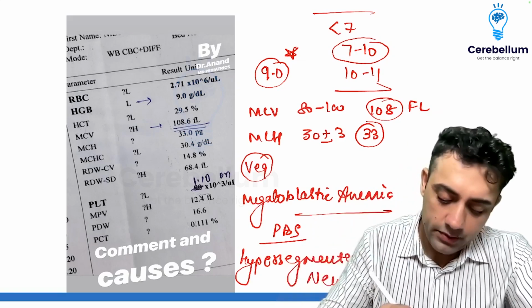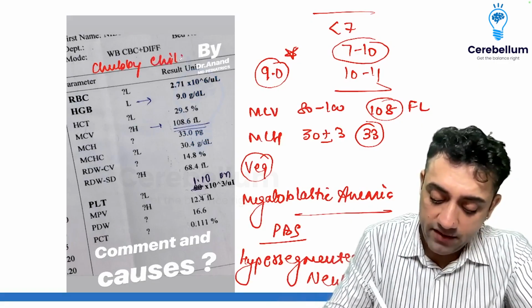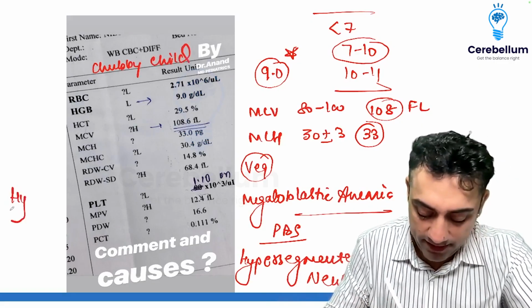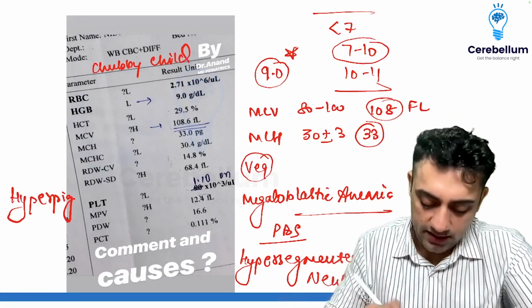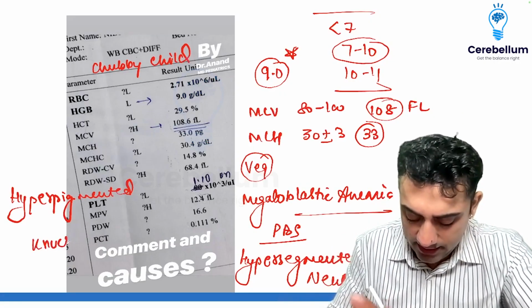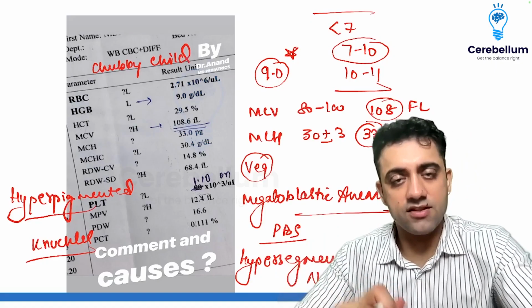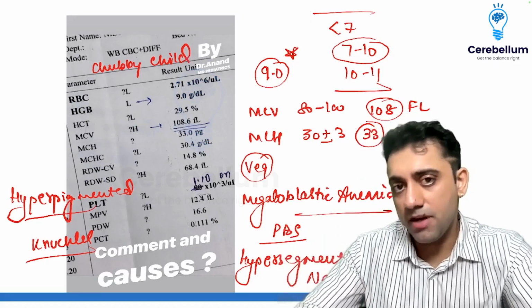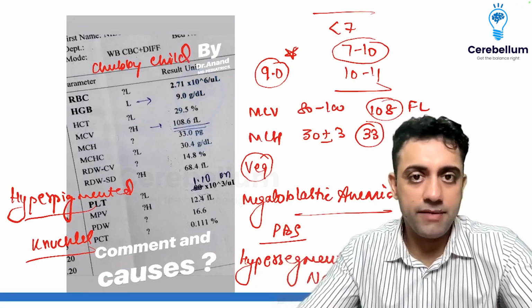Number two, it will be a chubby child. Remember that. Chubby child, and one very, very important point is hyperpigmented knuckles. These knuckles will be black. There is some connection of homocysteine and methionine which causes this. So just remember hyperpigmented knuckles and chubby child, and you will think of megaloblastic anemia.